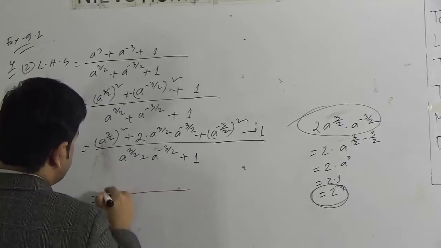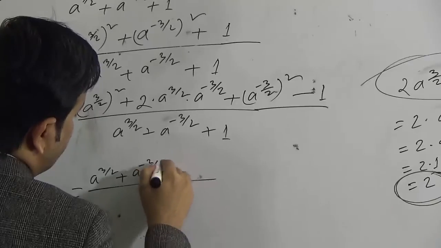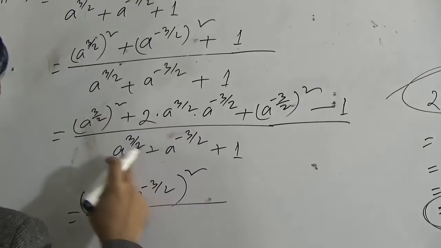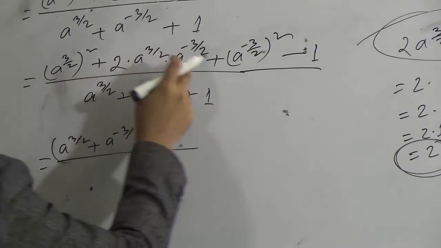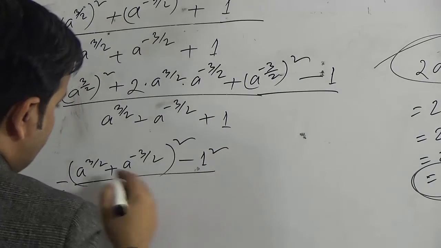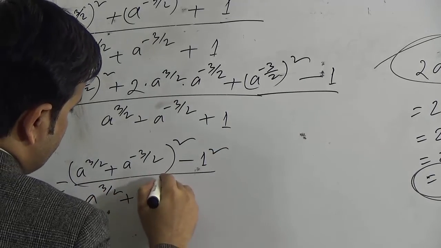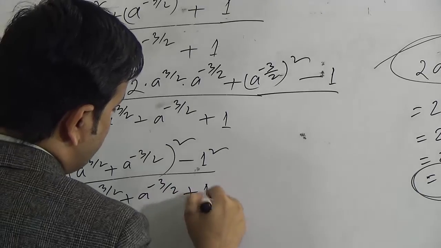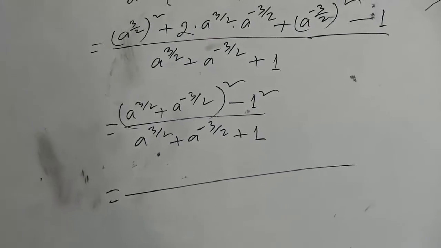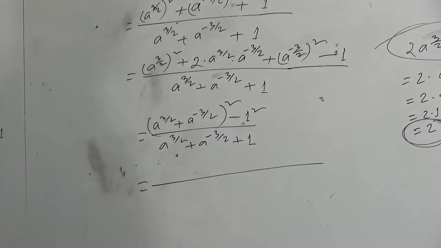Now we can write this as a to the power 3 by 2 plus a to the power minus 3 by 2 whole square. For these three terms, we can say a square plus 2ab plus b square, it means a plus b whole square. Minus 1 means 1 square. So we can write here a to the power 3 by 2 plus a to the power minus 3 by 2 plus 1, this will remain same. Now we can apply the formula in the numerator, a square minus b square.